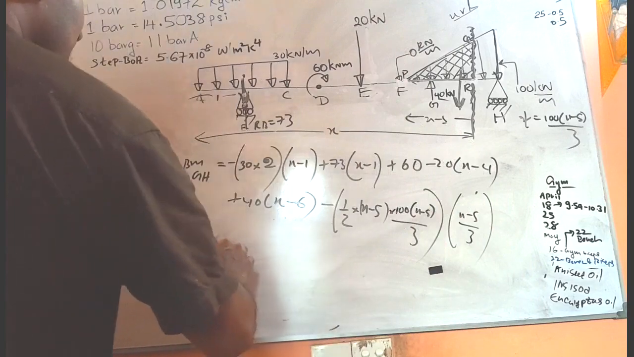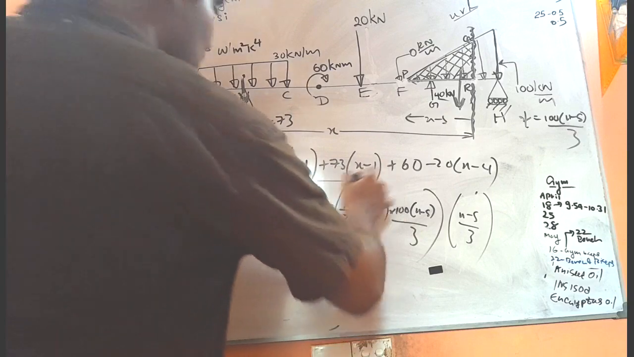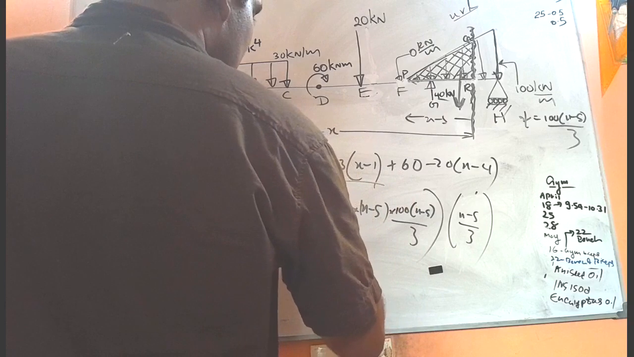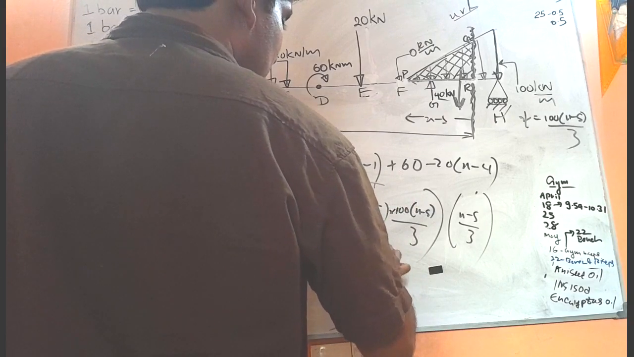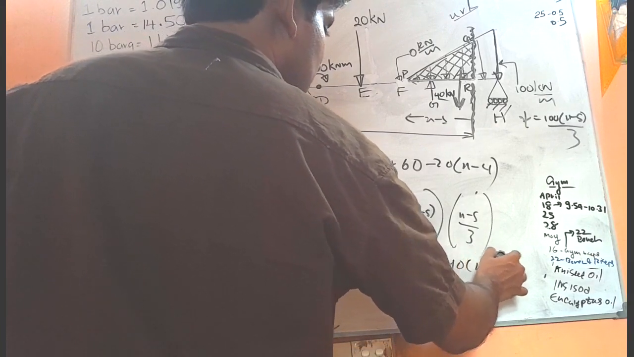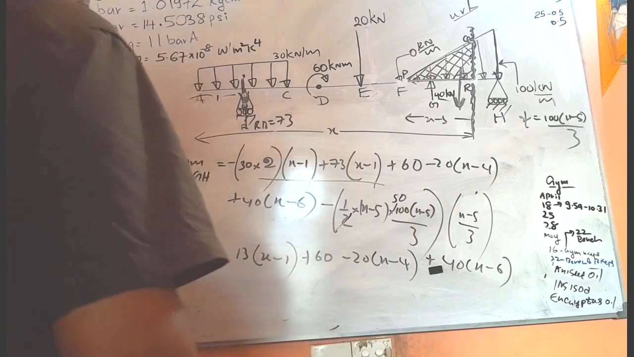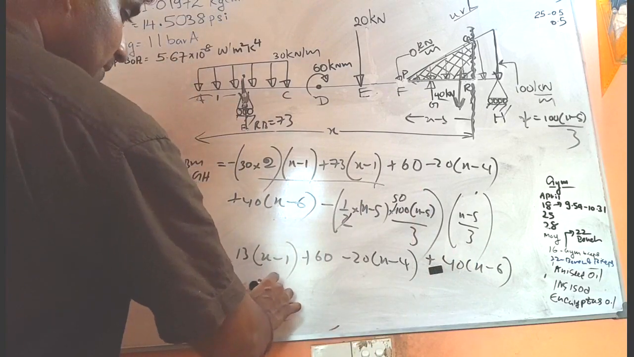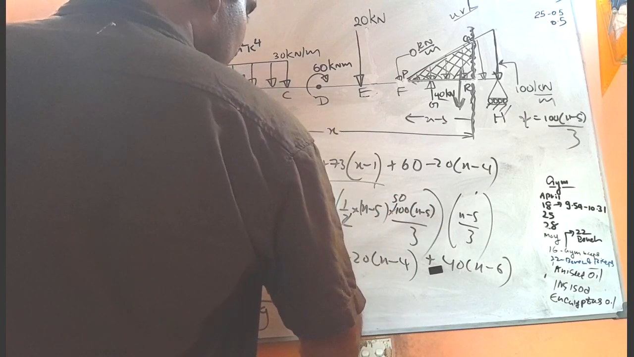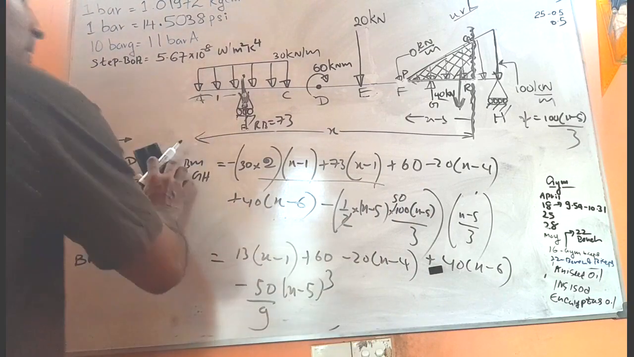So now let's simplify. 60 into x minus 1 minus, then if you simplify these two, it will be 13 times x minus 1. Here positive 60, okay, no problem. Minus 20 times x minus 4. Positive 40 times x minus 6. If you simplify this one, 250. Then minus 50 divided by 9 times x minus 5 cubed, right? Now I will use this one.